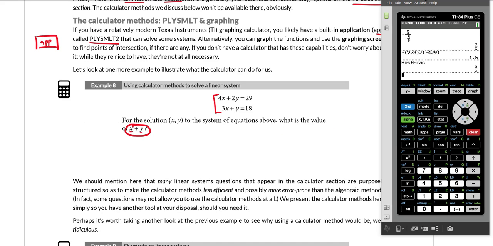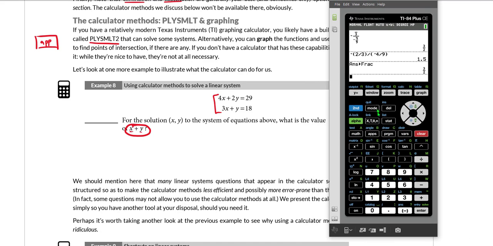So what we're going to do is we're going to use PlySmlt. We're going to go apps. Number 9 in my calculator is PlySmlt. Yours may be number 4 or a different number depending upon how many apps you have loaded onto your calculator. So number 9 is PlySmlt. I'm going to go to simultaneous equation solver. You will recall that earlier in this section I told you that systems of equations are also sometimes called simultaneous equations.